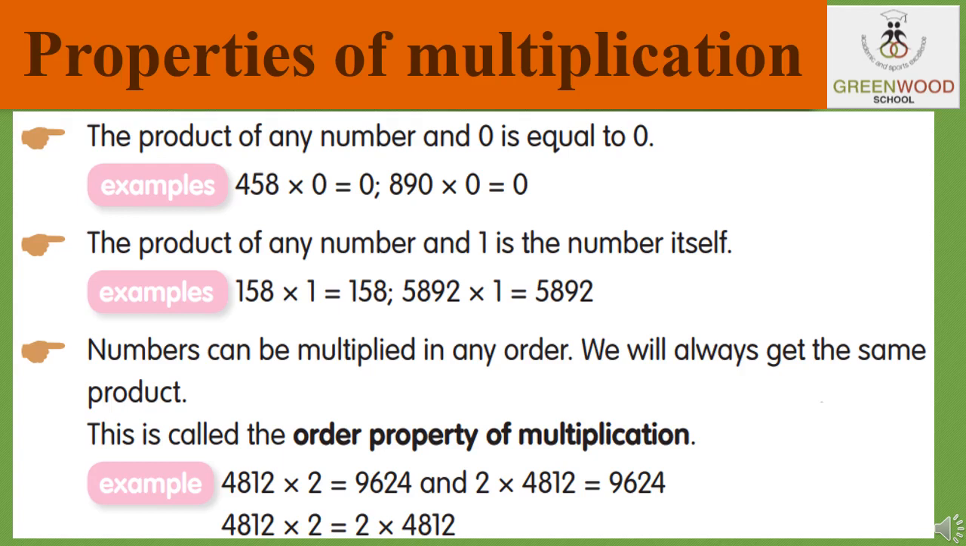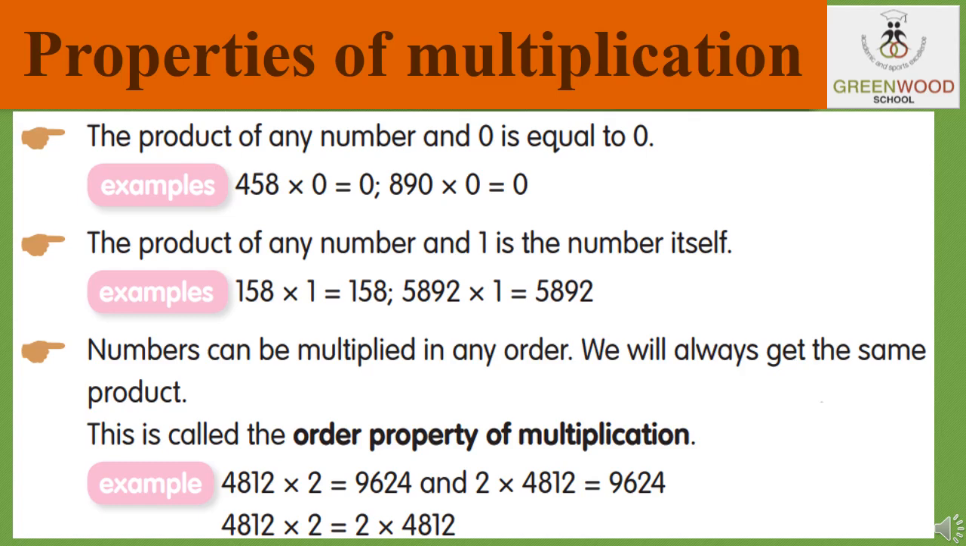Next topic is properties of multiplication. The product of any number and 0 is equal to 0 because 0 means nothing. For example, 458 into 0 is equal to 0. 890 into 0 is equal to 0. Second, the product of any number and 1 is the number itself. 158 into 1 is equal to 158, and 5892 into 1 is equal to 5892.